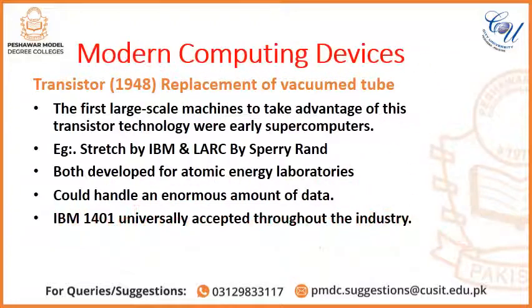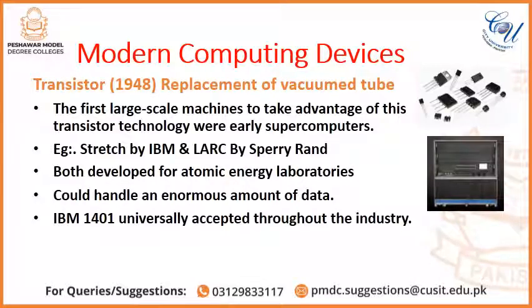Inventions made grand changes to the world. One of them is the transistor that greatly changed computer development. A transistor is a semiconductor device used to amplify or switch electronic signals and electrical power. The transistor was first developed in 1948 and replaced the vacuum tube. The first large-scale machines to take advantage of this transistor technology were early supercomputers, Stretch by IBM and LARC by Sperry Rand. Both were developed for atomic energy laboratories, and they could handle an enormous amount of data.